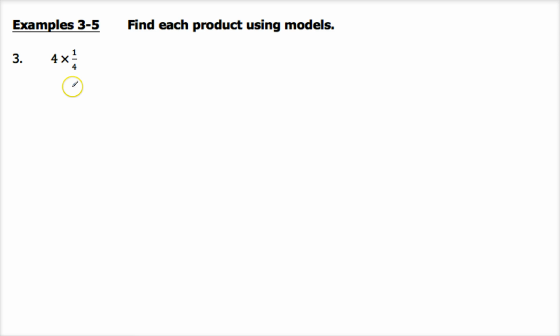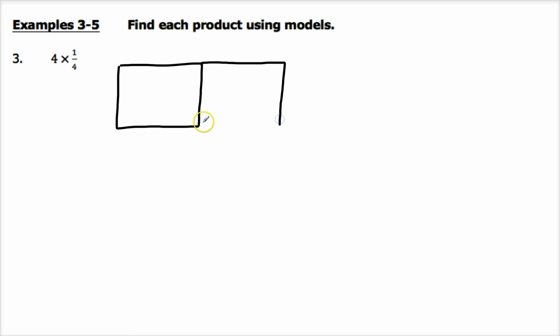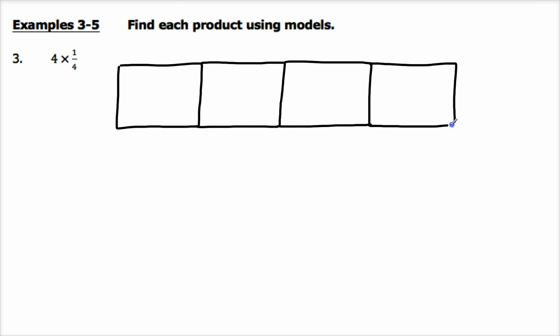Okay, so let's go ahead and try that with some examples down below. For this one I have 4 times 1/4, so I'm going to start out with my whole number 4, and I'm going to draw 4 squares. So there's 1, 2, 3, and 4. My fraction is 1/4, so again I'm looking at my denominator and I'm dividing each of these squares into fourths.